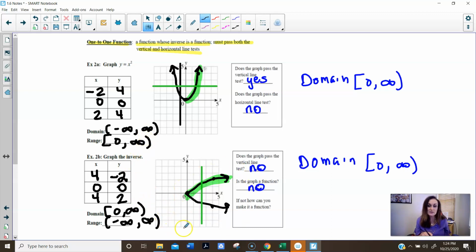But this was not a function unless I restricted the original domain to this, and here's my new inverse function because it's only this piece of the graph.